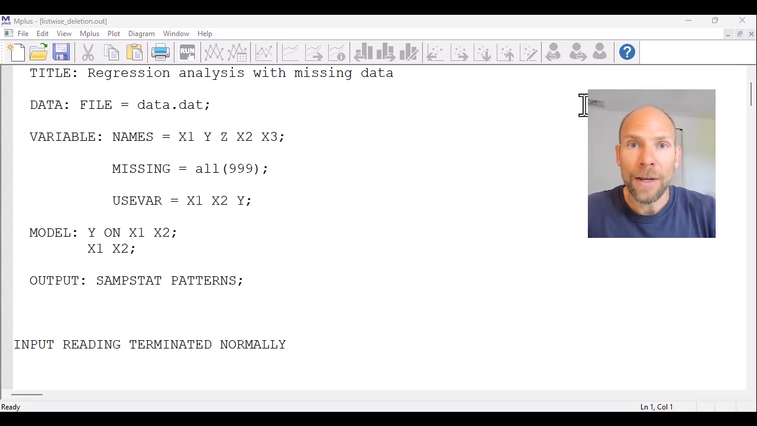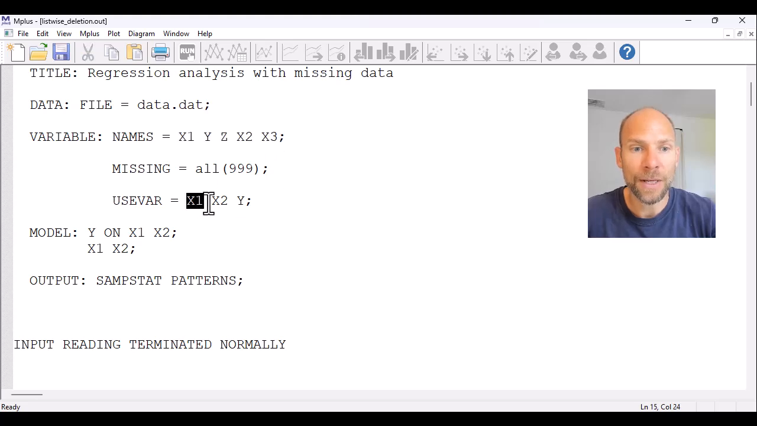So let's take a look at an Mplus example for a regression model in which I have missing data. And here the first thing that I want to show you is an Mplus output file where I went with the Mplus defaults for missing data handling, and we'll take a look at what we get when we use the Mplus defaults. You can see here that my data set has 5 variables: x1, y, z, x2, and x3.